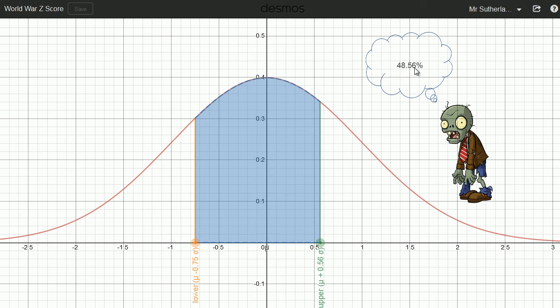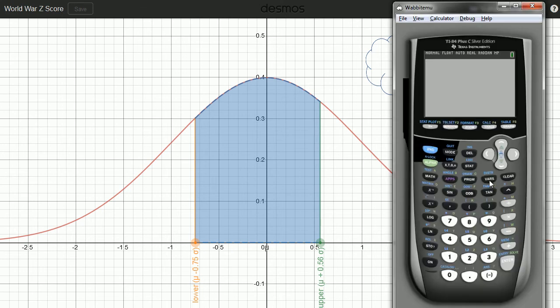So if we do that with our calculators, we go second vars and pick normal CDF, which stands for cumulative distribution function, as opposed to PDF, probability density function, not what we want. And we enter our upper and lower limits. So our lower limit is negative 0.75, and our upper limit is 0.56. We leave the mean and standard deviation as is, and enter on paste, hit enter again, and there it is. We get the same result. If we multiply that by 100, we see it's 48.56%.